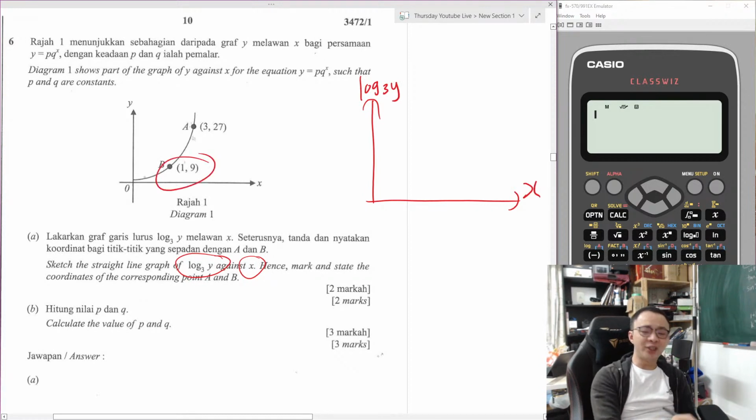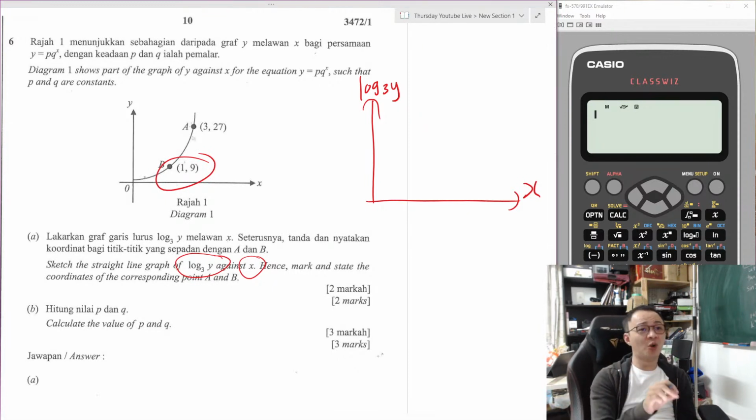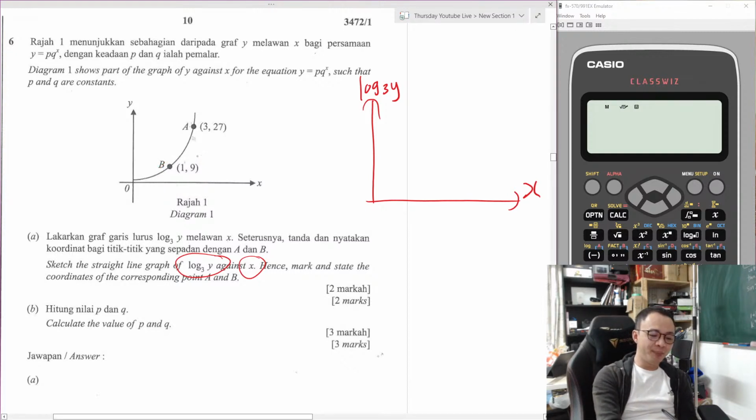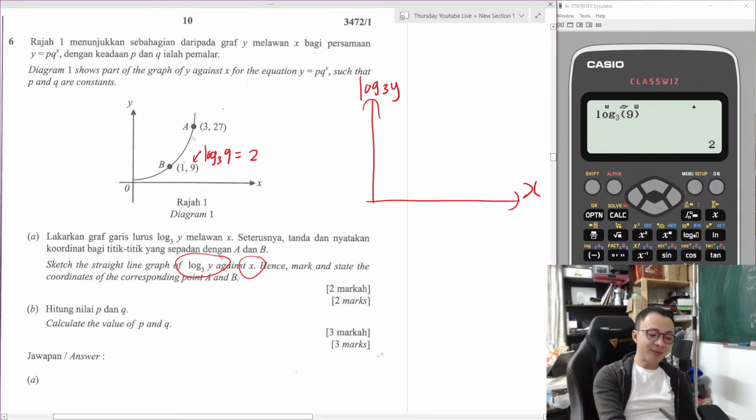So therefore your coordinates will change a little bit. Your x remains the same because your x-axis doesn't change, but the y-axis will change according to log 3 y. So I want to get my coordinate B. This one will be log 3 9. Of course, you can type it in a calculator and it will tell you the answer is 2. Same idea, the 27, I also need to log 3 it. So log 3 27, I will get 3. So right now, my B coordinate will become (1, 2) and my A coordinate will become (3, 3).